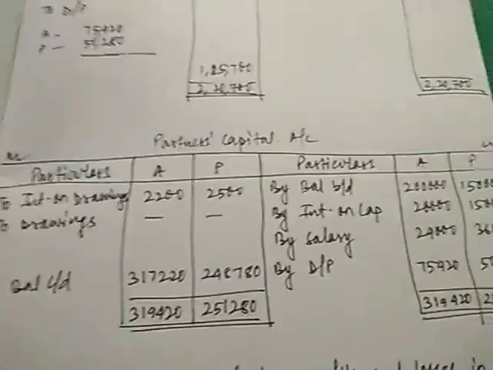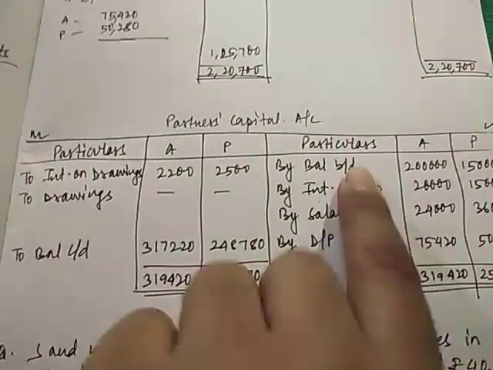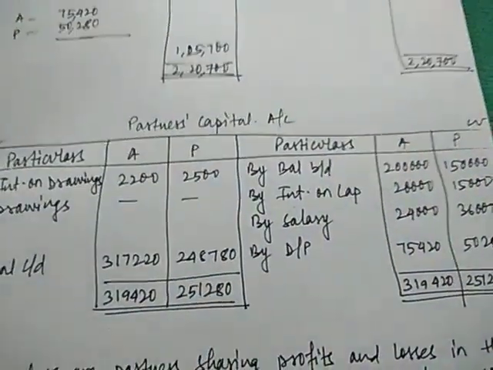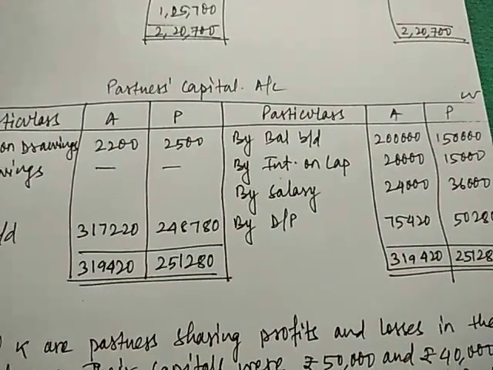Next, we also need to prepare the partners capital account. You can see the format here. The partners capital account here is just like A and P. We'll start with the credit side by balance BD. Balance BD is just the balance of the capital, 2 lakh and 1,50,000.